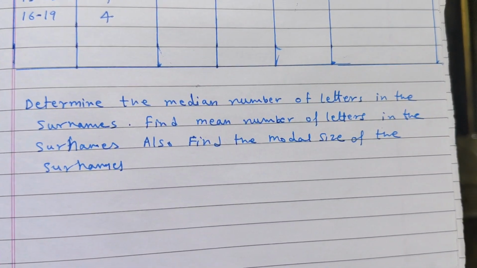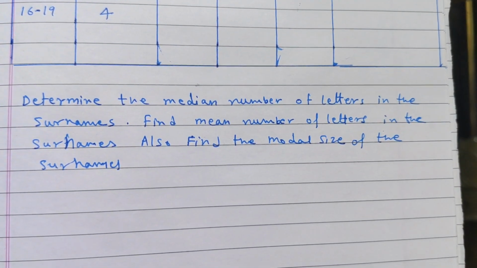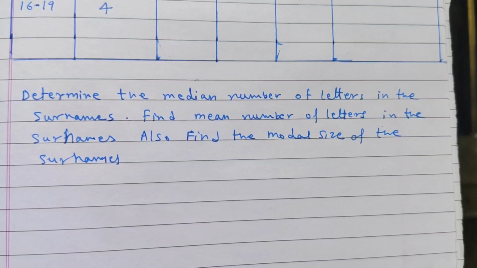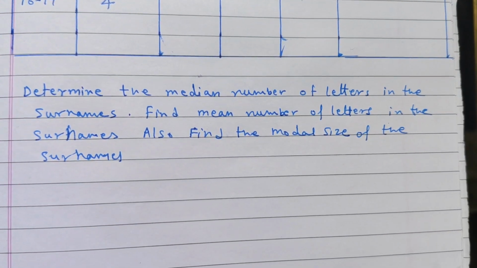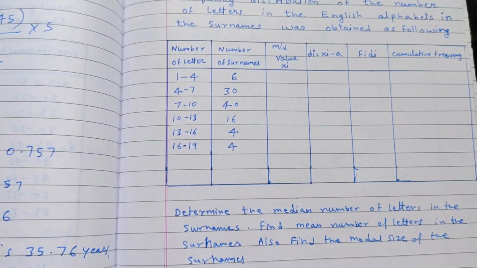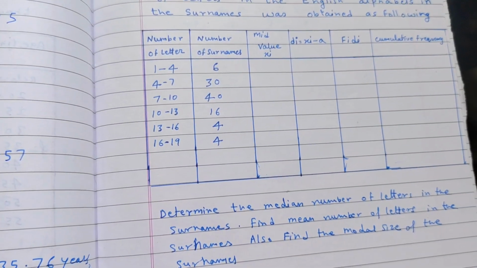So determine the median number of letters in the surnames, find the mean number of letters in the surnames, and also find the modal size of the surnames. So we have to find the mean, mode and median here.